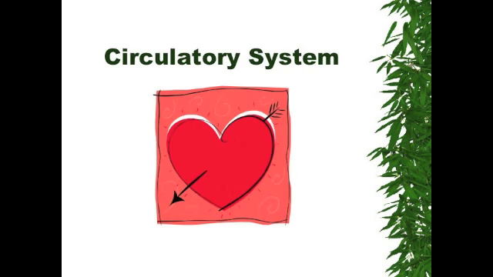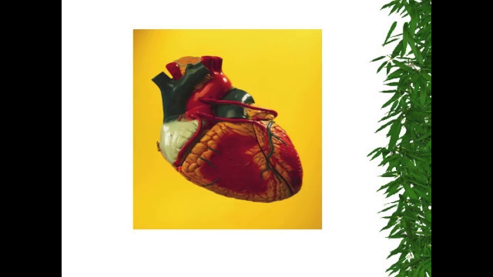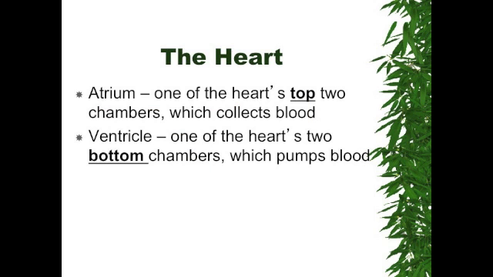The circulatory system. The main organ, the heart. This is an example of what the heart would look like inside the body. Your heart is usually around the same size as a closed fist. The heart has atriums at the top of it. These are the two chambers that collect the blood when it returns from the body.